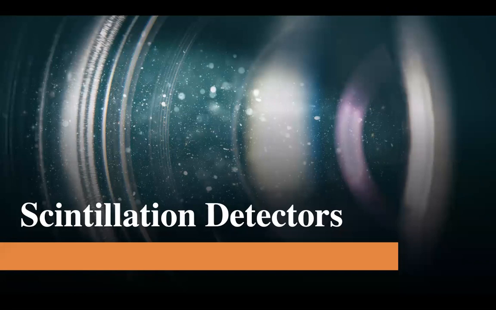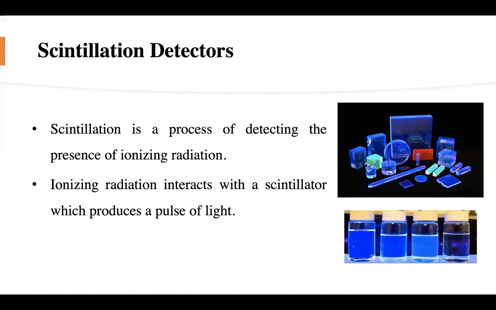We are finished now with the gas detectors, with three main different types. Now we will discuss another detector. We call it the scintillation detector or scintillator detector. The scintillator uses a specific material that produces light when exposed to ionizing radiation.